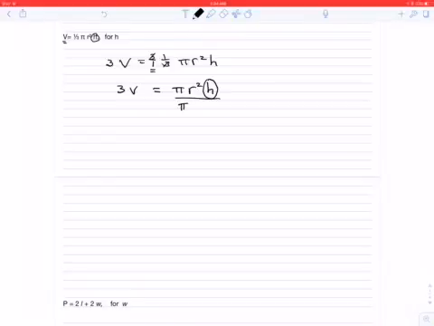I'll divide by it. See, pi over pi cancels. r squared over r squared cancels. But whatever I do to one side of a formula or equation, I have to do to the other side. So I'm left with h equals 3V over pi r squared.